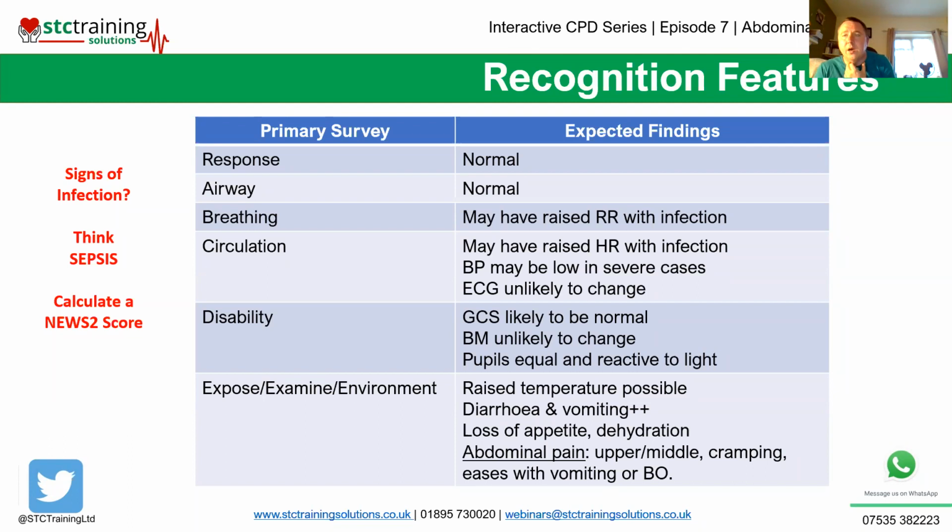Dehydration can occur, particularly in the elderly, particularly in the young, or those that are immunocompromised. Their immune systems are quite weak. So GCS is likely to be normal. Blood sugars are likely to be normal again in healthy adults. Even if you are not eating and having diarrhea and vomiting, we wouldn't generally expect your blood sugar to change a whole lot. If you're diabetic, sure, blood sugar might drop down.